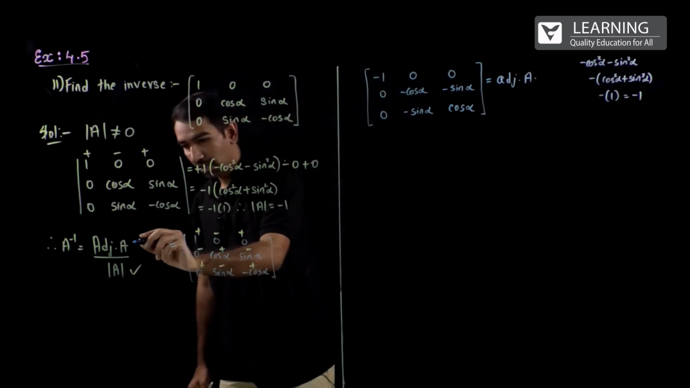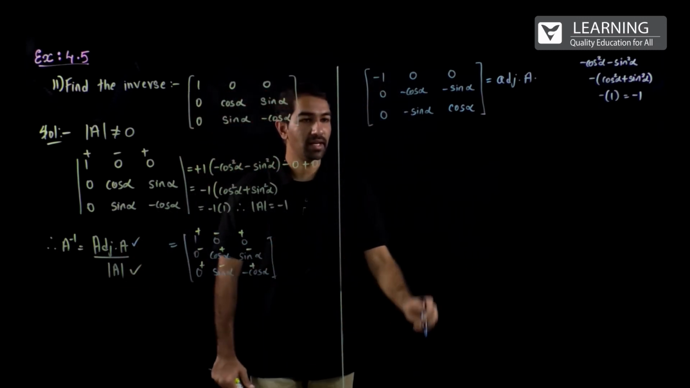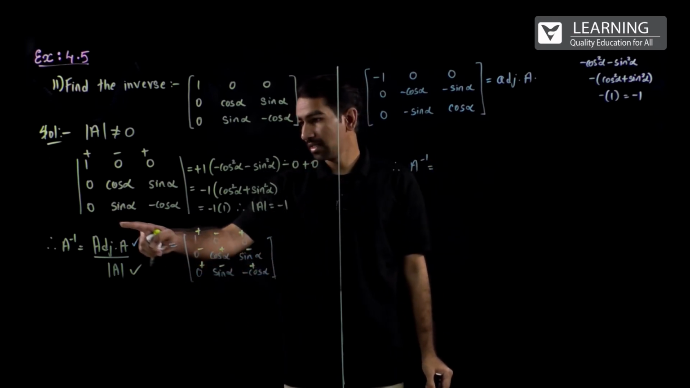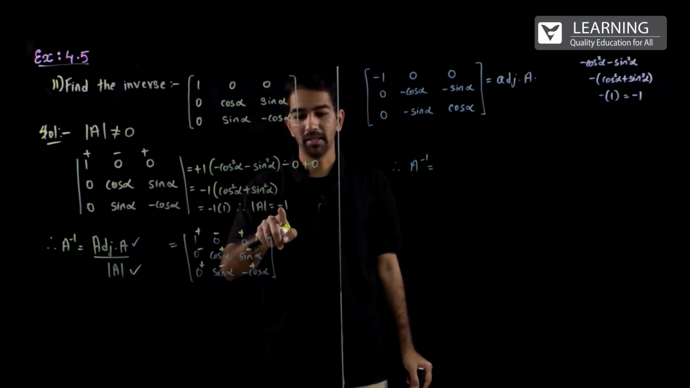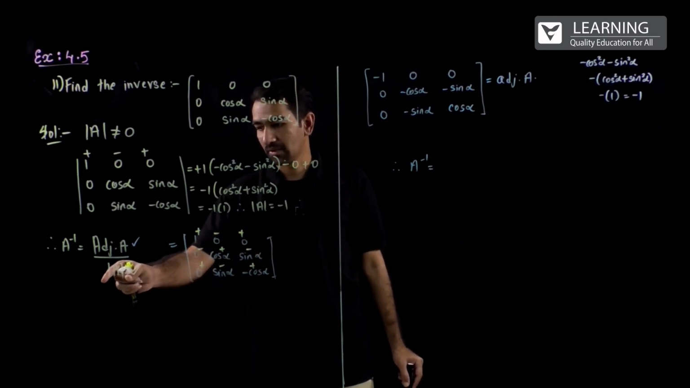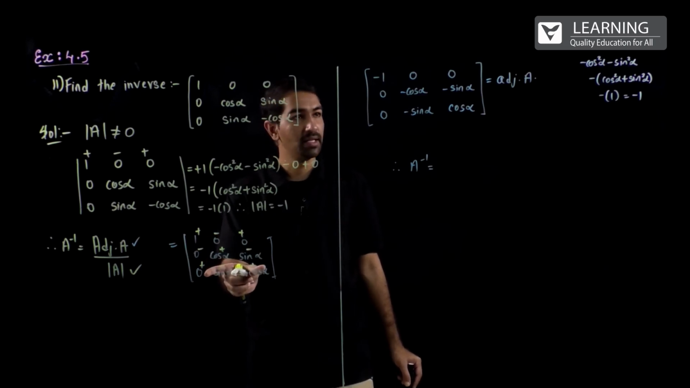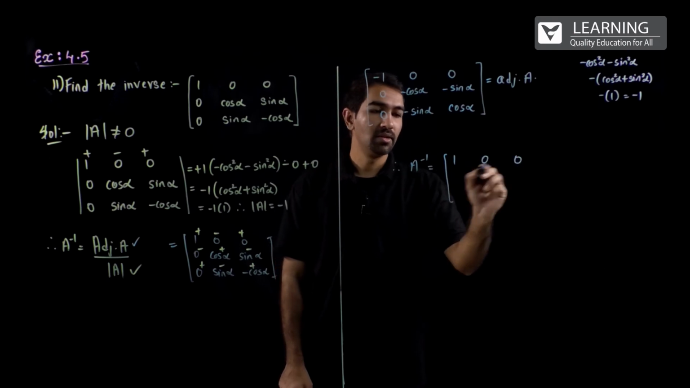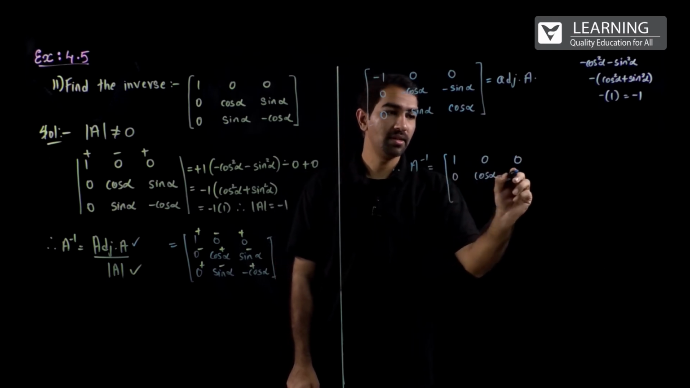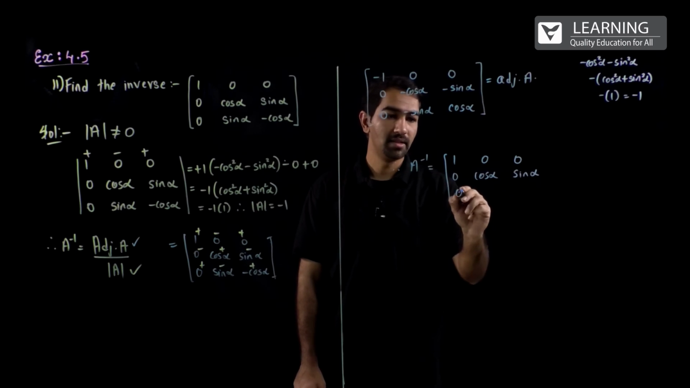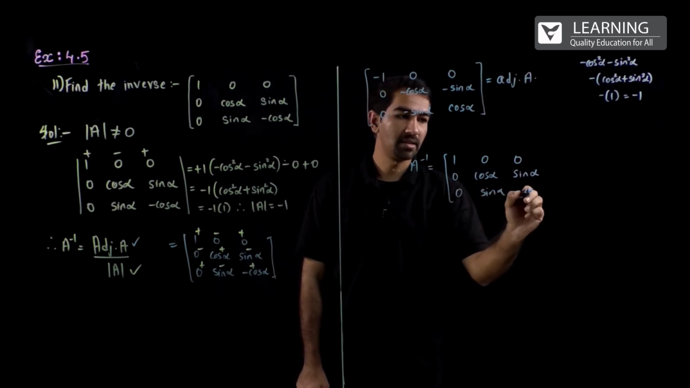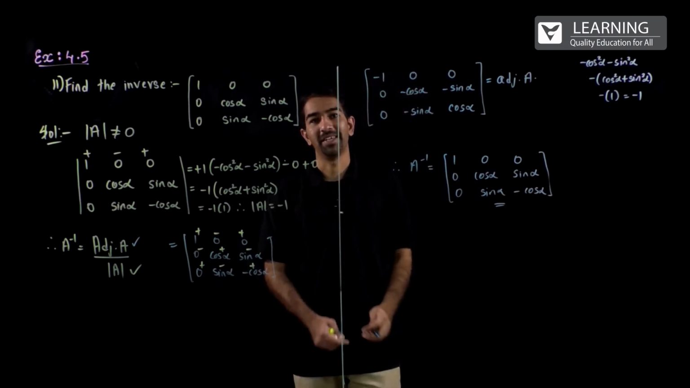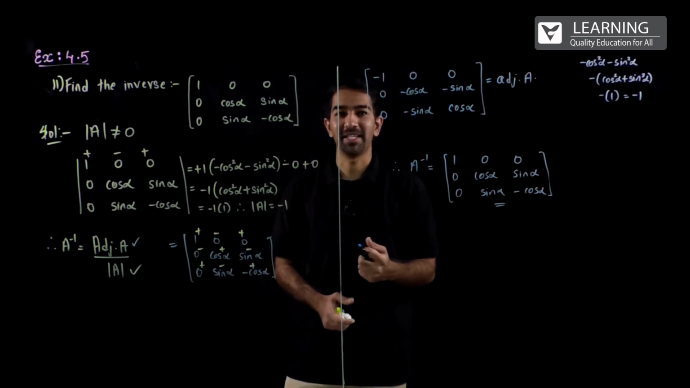So we got the adjoint of A now. What is the next step? We have to find the inverse of A. Therefore, A inverse will be equal to the adjoint divided by the determinant of A. The determinant of A is equal to minus 1, so it is in the denominator and will eventually get multiplied inside. So we get the answer: A inverse is equal to 1, 0, 0, 0, cos alpha, sin alpha, 0, sin alpha, minus cos alpha. So this will be the inverse of A. Hope you understood this. Moving on to the next question.